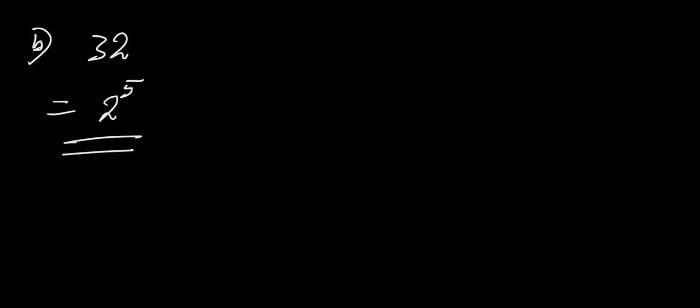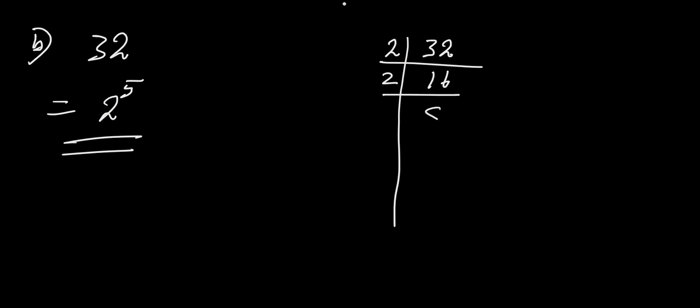But if you want to break it down to the simplest form, you can use the long division method by placing 32 here, and then you divide by 2. So 32 divided by 2, that's going to be 16. And then you write 2 here. 16 divided by 2, that will be 8. Okay. 8 divided by 2, that will be 4. 4 divided by 2, that will be 2. 2 divided by 2 is 1.